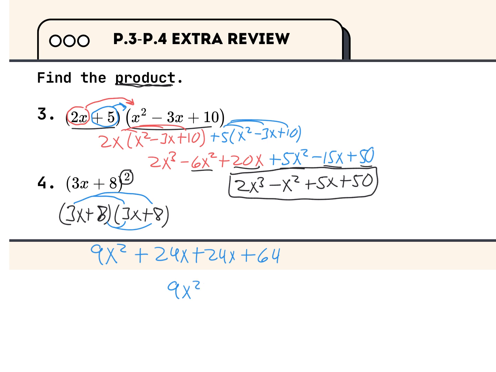And then lastly, you would combine like terms. 9x squared plus 48x plus 64, right? Anything that has an x is going to combine. And then that would be the final answer.